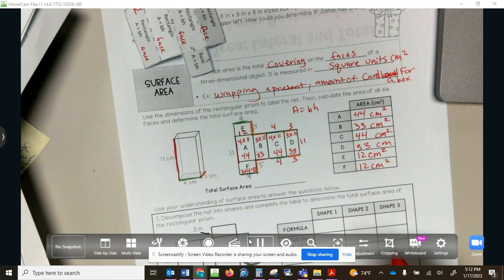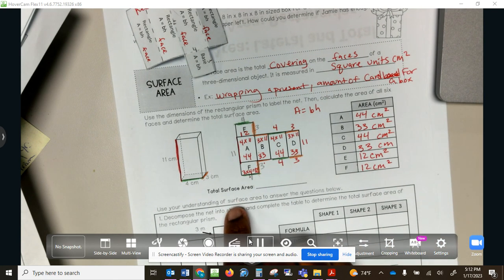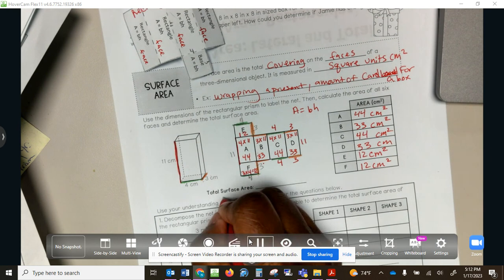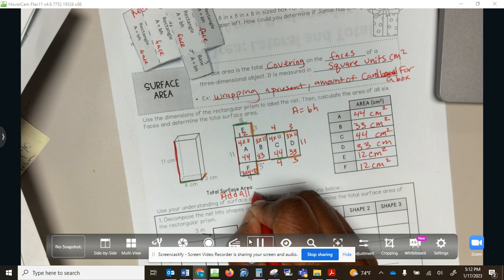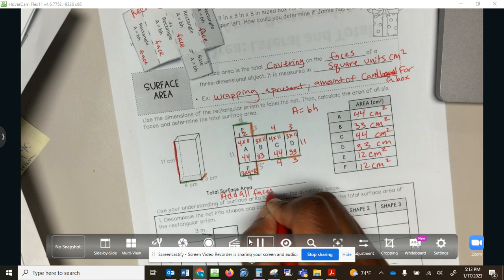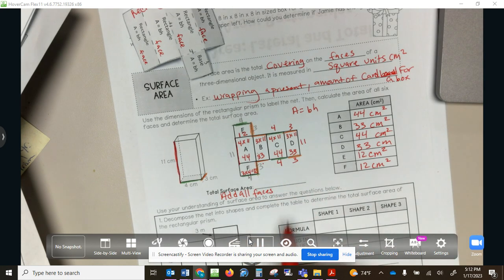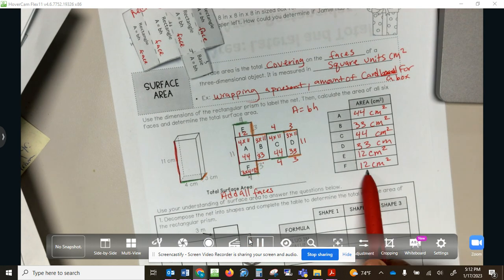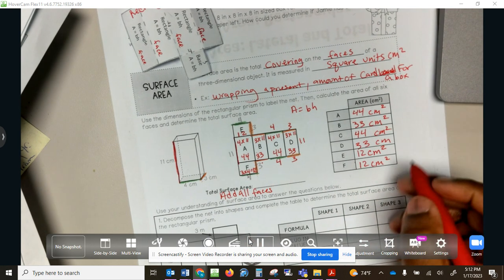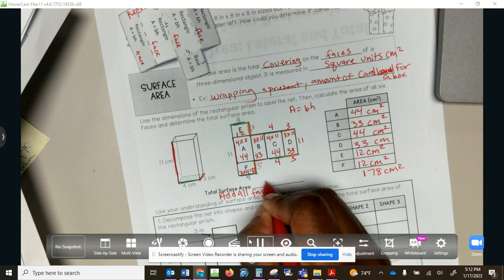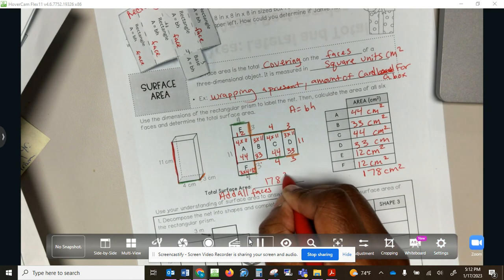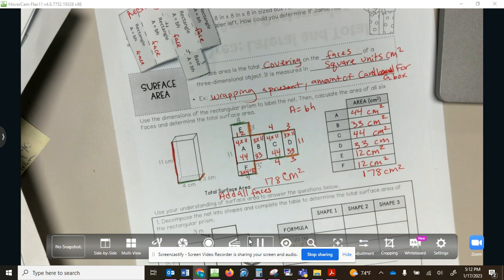Now remember, one thing we need to know about total surface area is that I'm just going to add all faces. So that's all of the letters A through F. When we add those together, we should get 178 centimeters squared. So it's 178 centimeters squared.